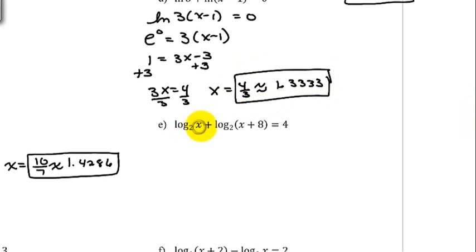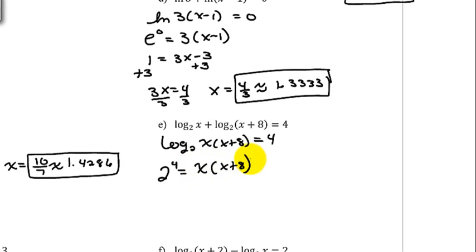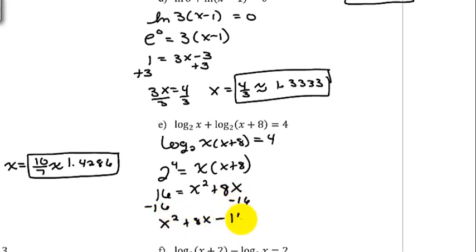Our next example here: log base 2 of x plus log base 2 of x plus 8 equals 4. So again, we want a single log on the left-hand side. Addition becomes multiplication. So we have log base 2 of x times x plus 8 equals 4. Rewriting this, we have 2 raised to the 4th is equal to x times x plus 8. So now we want to simplify this. 2 to the 4th is 16. And distributing this x gives us x squared plus 8x. And now we want to subtract 16 from both sides, giving us x squared plus 8x minus 16 equals 0.